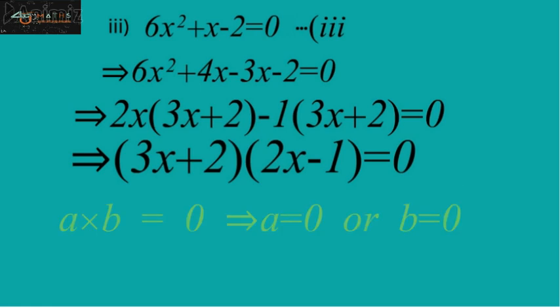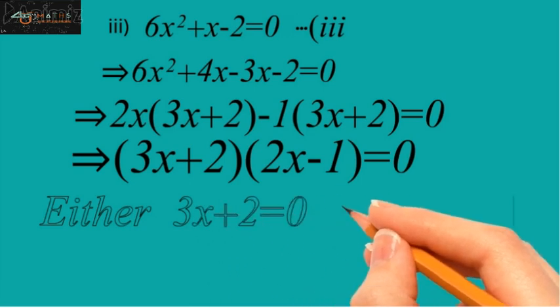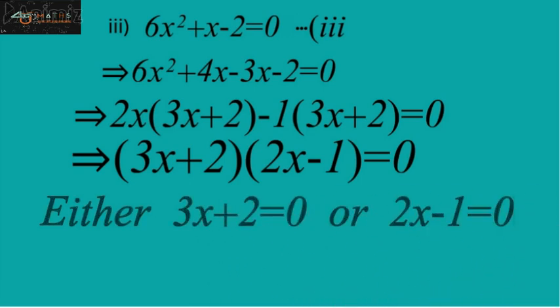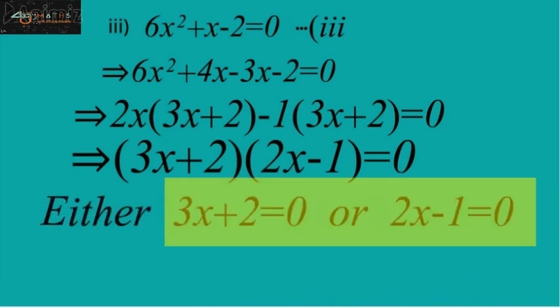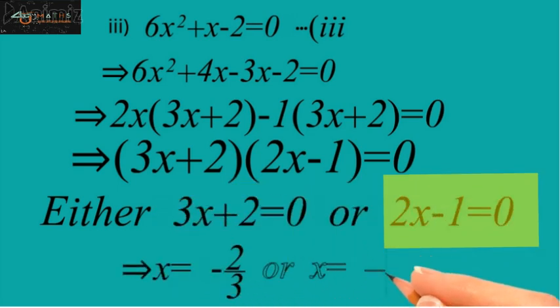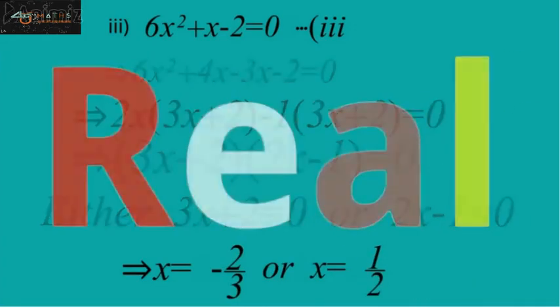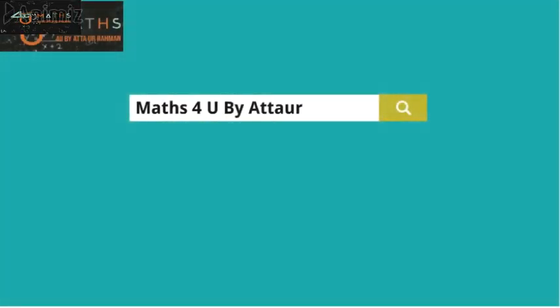Now by zero product property, either 3x plus 2 is equal to 0 or 2x minus 1 is equal to 0. Now these are linear equations and their solutions are x is equal to minus 2 upon 3, while the second is x is equal to 1 upon 2, which verifies the statement that the roots are real.